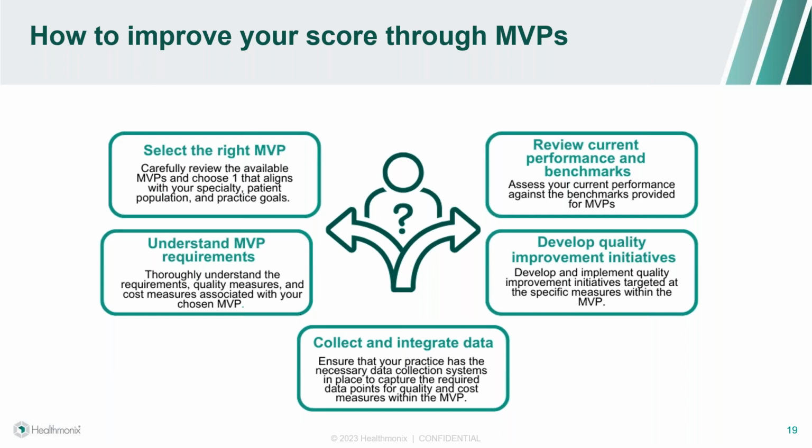Understanding all the requirements: do you have 4 measures? Is there a measure in there that is high priority or outcome based? Are the cost measures that you were associated with last year currently in the MVP you're looking at, or can you avoid that?